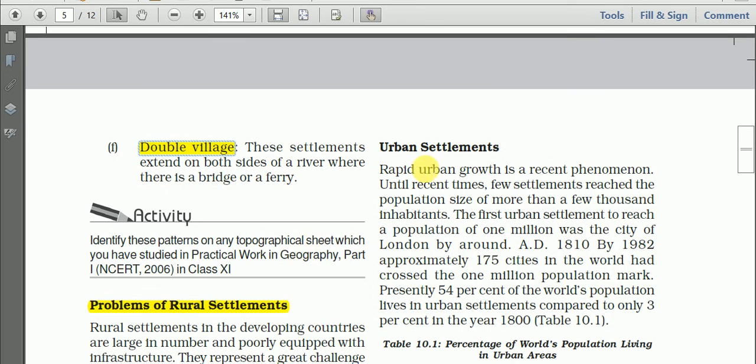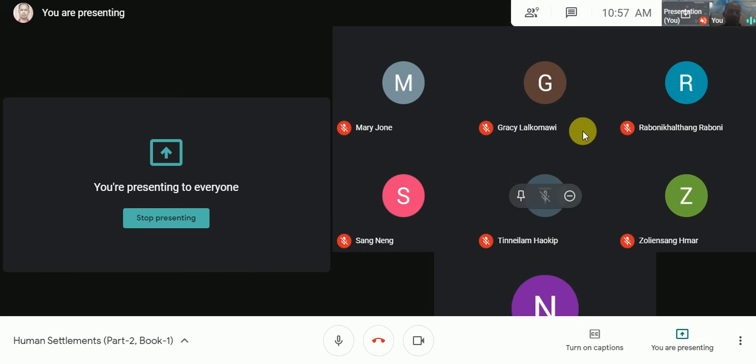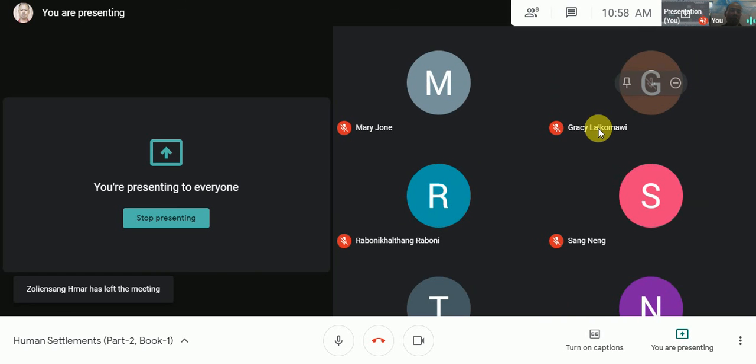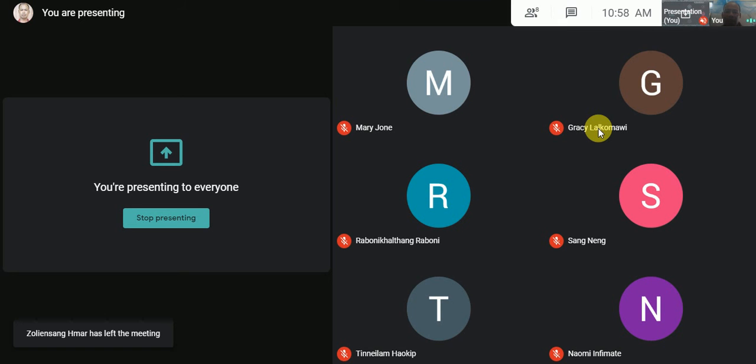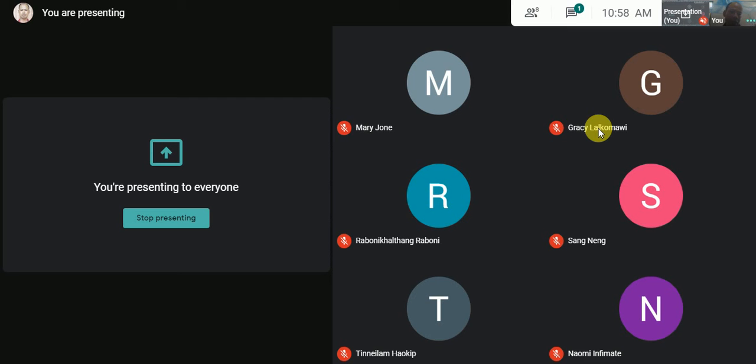Are you clear? Do you have any question regarding these types of rural settlement? Okay, so let us proceed if you are clear.